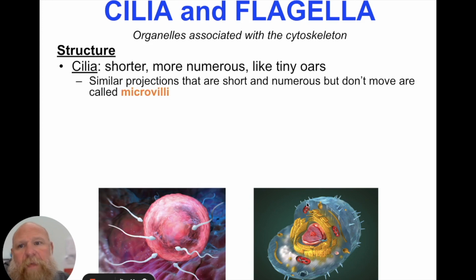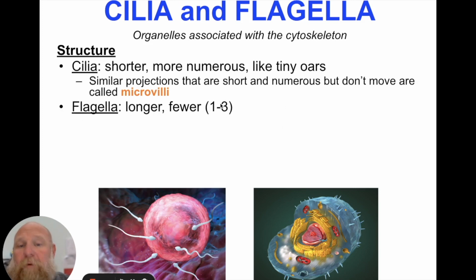Okay. Now, similar projections that are short and numerous but don't move are called microvilli. Okay, so smaller, but they're similar, but they do not move. So we have the cilia. Then we have the flagella, and these are going to be longer, fewer, maybe 1 to 3. So this one over here has, I'm not going to count them, but let's say 18. Whereas the flagella on the sperm cell here has 1 flagellum, and it's a whip-like structure.